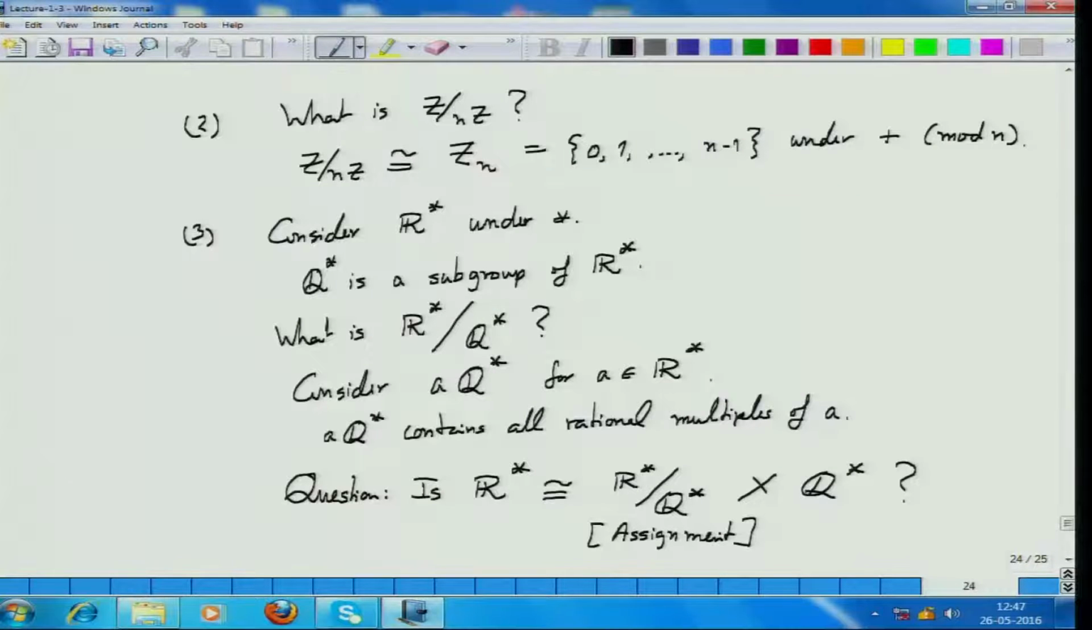You should be able to prove it both ways, that is, whichever way is correct. If it is isomorphic to this, you should be able to prove it. If it is not isomorphic, that also you should be able to prove. Okay.